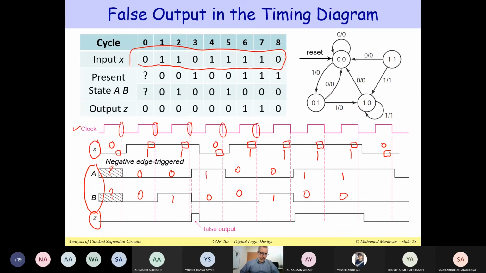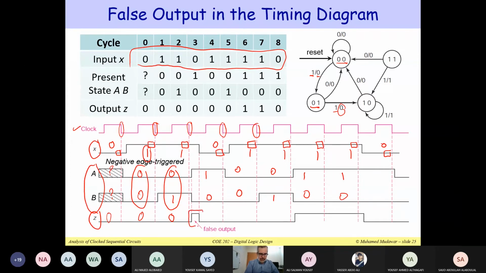Now for the output Z, we can look here at the state and at the input, and then we can figure out what the output should be. If you are in state 0, 0 and the input X is equal to 1, then the output should be 0. So you can see this is 0. Initially it's also 0, because regardless of where you start, you will get 0 in this specific state diagram. Now look here at the state. It is 0, 1. So what is the input X? Well, it is 1 during the cycle. So 1 here means that the output is 0. So you can see this is 0.